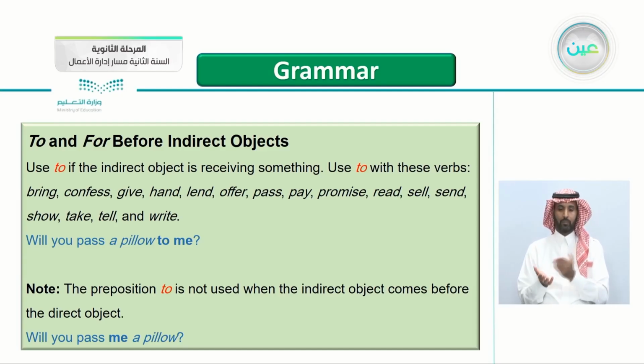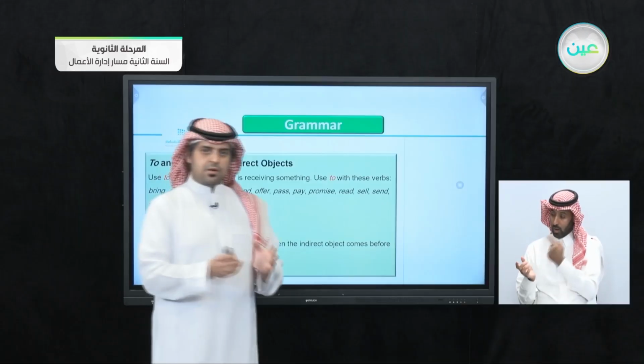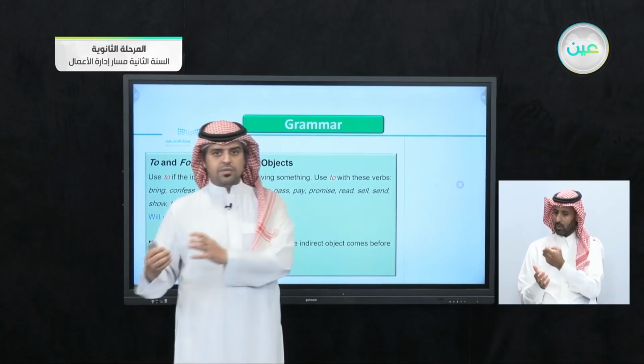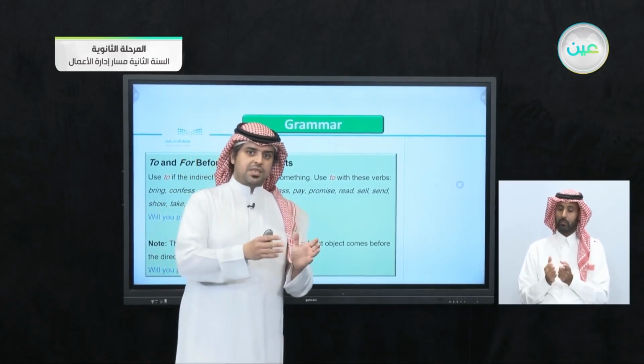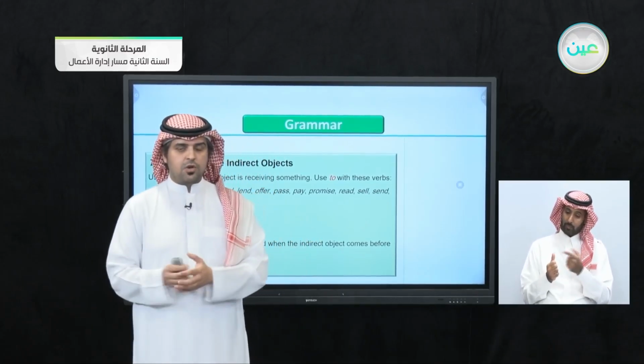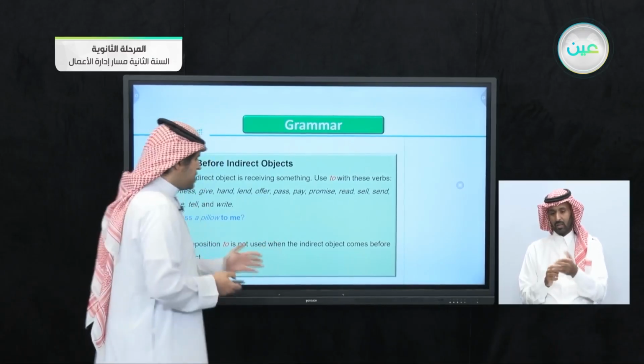Note here the preposition to is not used when the indirect object comes before the direct object. It's the same example here. Can you pass me a pillow? Or can you pass the pillow to me? So if the indirect object comes before the direct object, we don't use the preposition to.